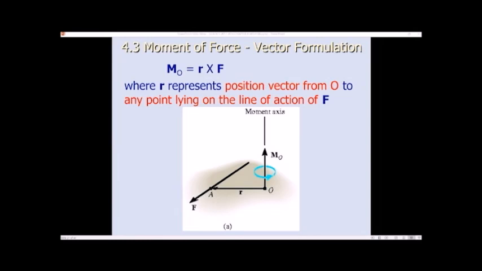Moment of a force vector formulation. The moment of a force F about the moment axis passing through O and perpendicular to the plane containing O can be expressed using the vector cross product, which is r cross product with F. Here r represents a position vector drawn from O to any point lying on the line of action of F.